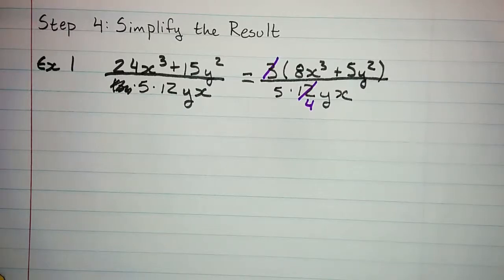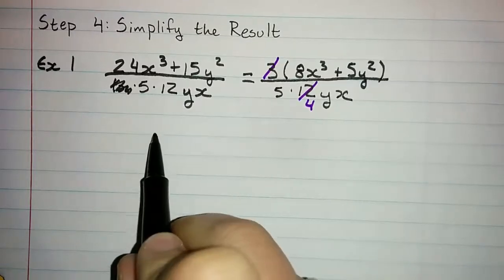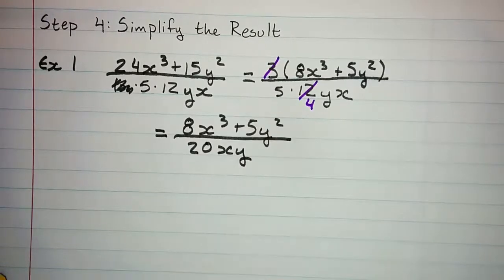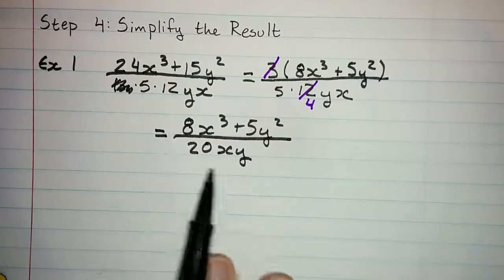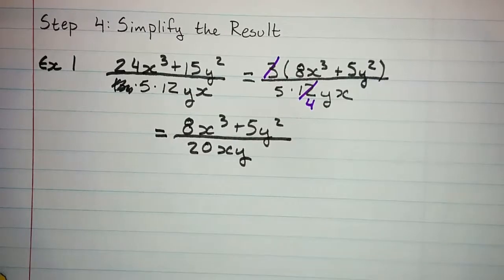And I think it looks weird to write y before x, so I'm going to write the x first. It would not be wrong to leave this as yx. It would just be a little bit weird. So here's our answer for example 1.